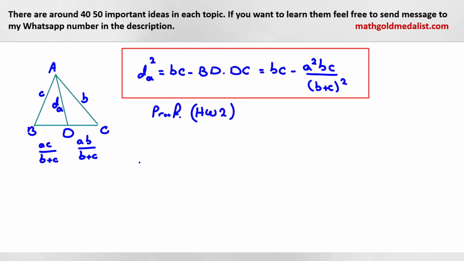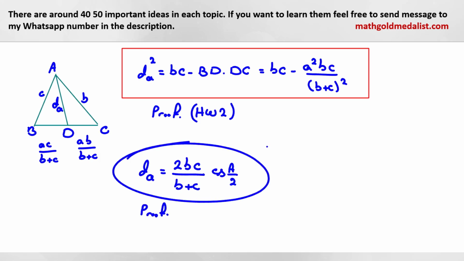No. Okay, now we want to work here. It is DA squared. Now we want to find a formula for DA. DA is 2BC over B plus C times cos A over 2, okay? Try to prove this formula now.